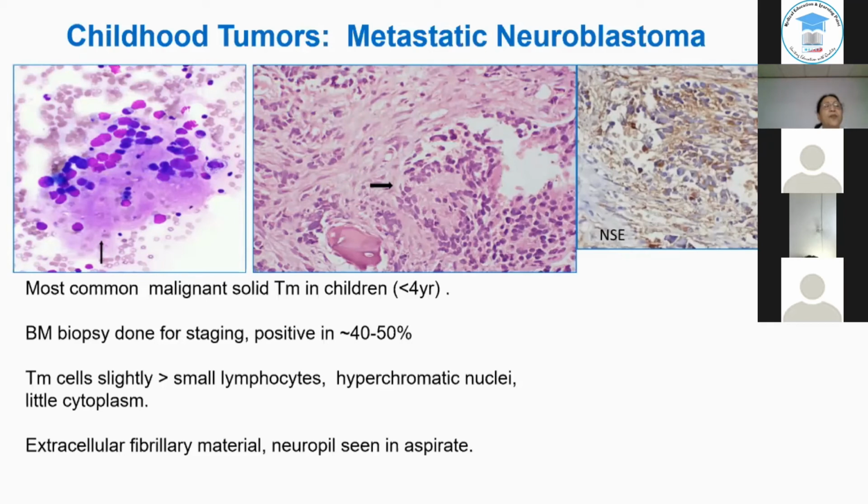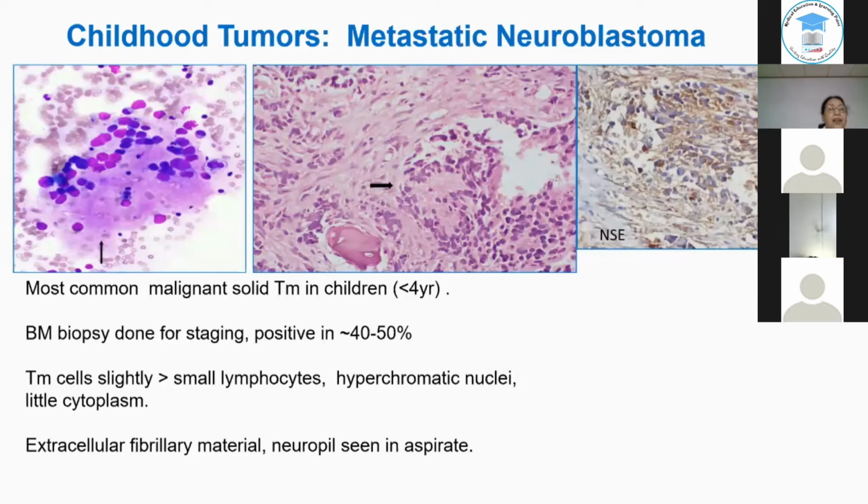So first of all, metastatic neuroblastoma, which is a common childhood tumor which metastasizes in the bone marrow. It is the most common malignant solid tumor in children of less than 4 years of age. Bone marrow biopsy is for staging, and it is positive in approximately 40 to 50% cases. When you see the bone marrow, you see that these tumor cells are slightly larger than small lymphocytes. They have hyperchromatic nuclei and they have very scanty cytoplasm.